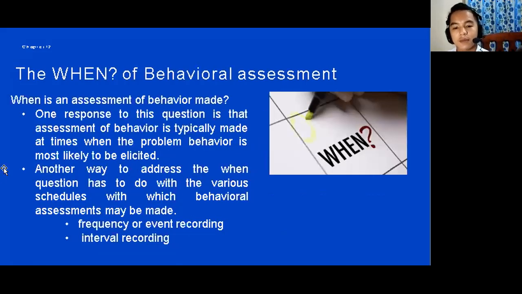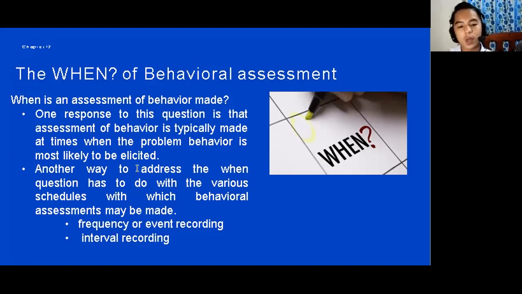So the when of the behavioral assessment. When is an assessment of behavior made? So one response to this question is that assessment of behavior is typically made at times when problem behavior is most likely to be elicited. So the first answer to this question is that the behavioral assessment is administered or conducted when the behavioral problem is elicited, or at the time that the behavior occurs.